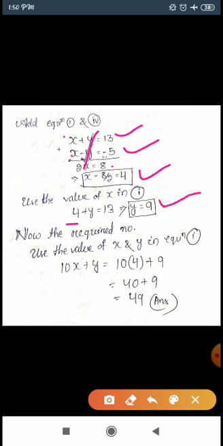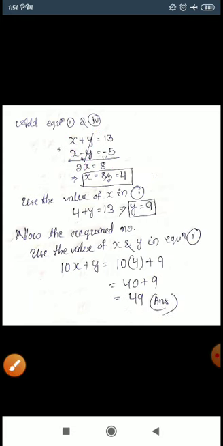So, now the required number, just use these values in the required number. Our required number is 10x plus y. Instead of x, put 4 there, and instead of y, use 9. So, 10 times 4 plus 9, that is 40 plus 9, and our answer is 49. So, the 2-digit number is 49. All of you got it? Then, we will discuss question number 4. Just have a look at your question from your book.